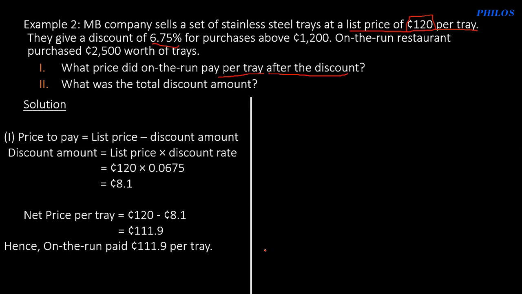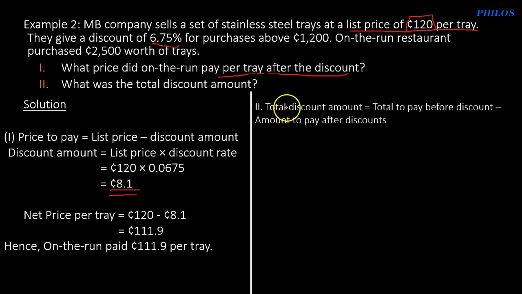Now let's take Roman number 2. Roman number 2 says, what was the total discount amount? When you come to Roman number 1, you realize that we've gotten the discount amount for one tray. In this case, to get the total discount amount, you can use the formula: total discount amount equals total to pay before discount, which is similar to the list price, minus the total amount to pay after discount.